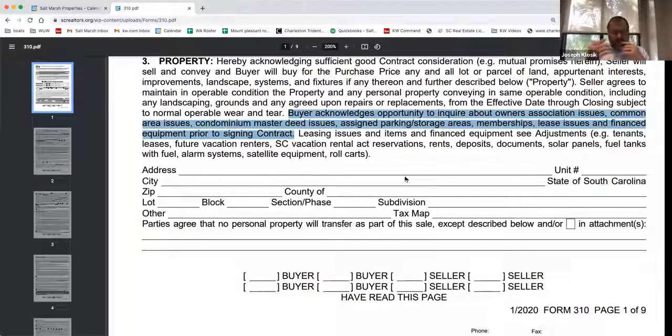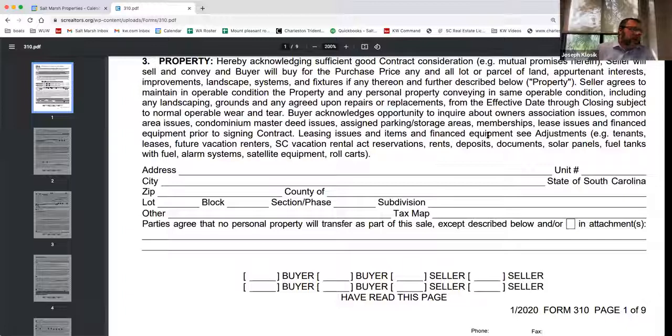Particularly, it's not so bad in, say, single family detached neighborhoods, but if you start to go into condo associations, areas like that where you have issues that may arise, financial issues, those sorts of things, they would want to know about this ahead of time.